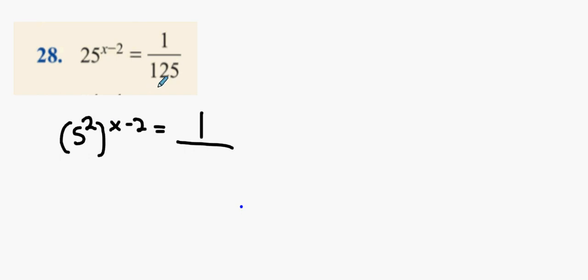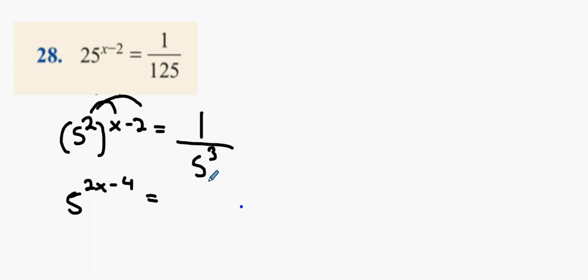What am I going to change the 125 into? Anybody? 5 cubed. Next, I'm going to use the multiplication rule for indices. What do we get for that, Danny? Yeah, multiply 2 by x minus 2. 2 times x, 2x. 2 times minus 2, minus 4. Yeah, good man.